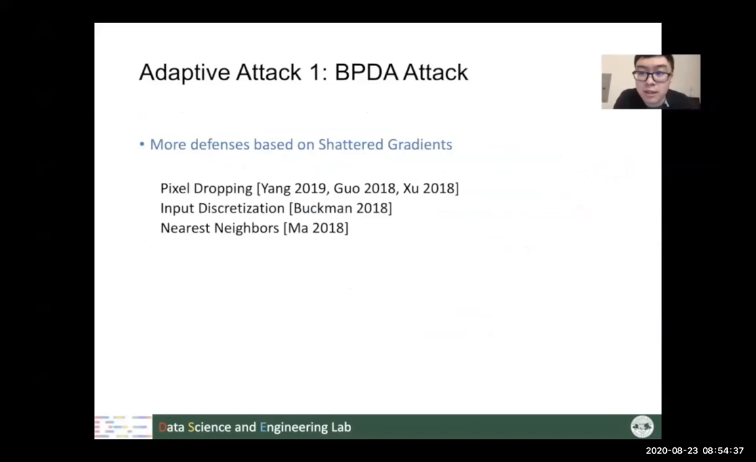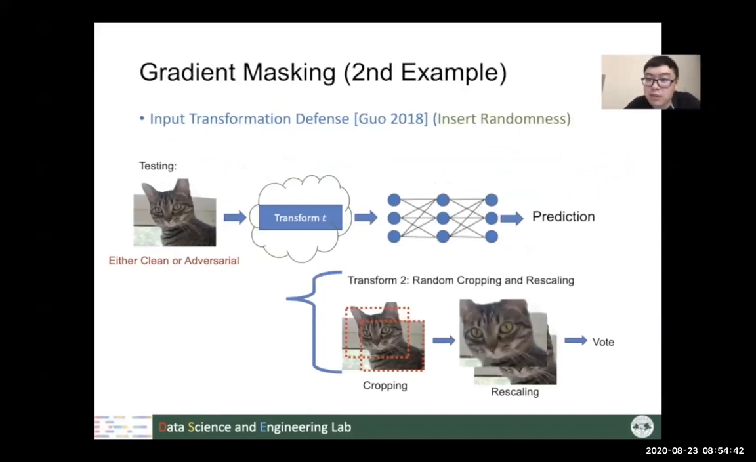After the introduction of shattered gradients and the BPDA attack, I also want to introduce another main kind of gradient masking strategy, which is to insert randomness into the model. At this time, the added transformation operation T is randomized. It acts this way. At first, it randomly chooses some places in the image and then does the cropping. After cropping several pieces, it resizes them back to the original size and sends all of them to the neural network. After that, it does a max voting to find the final prediction outcome.